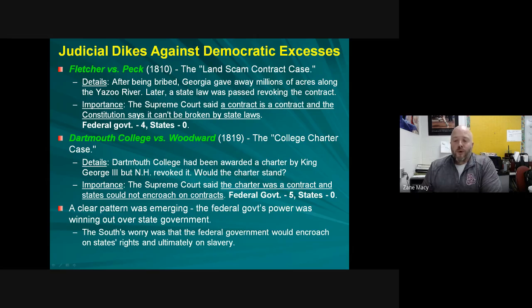Dartmouth College versus Woodward, the college charter case. Dartmouth College had been awarded a charter by King George III during the colonial period, but later on the state government of New Hampshire revoked it. Dartmouth College argued that they had already been chartered. They shouldn't be able to be revoked and shut down by the state government because it's a legal document. They appeal at the federal level. The Supreme Court says that the charter is a contract, just like in the previous case I talked about, and that states could not encroach on contracts even if it was signed before the formation of the United States as a government. Another win for the federal government.